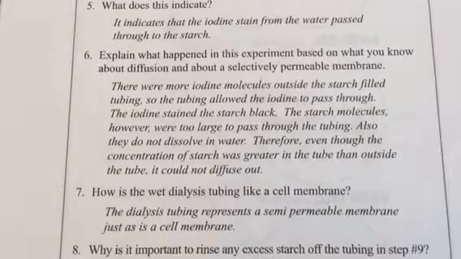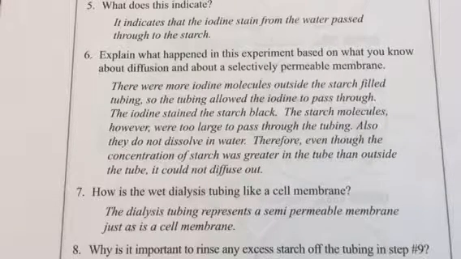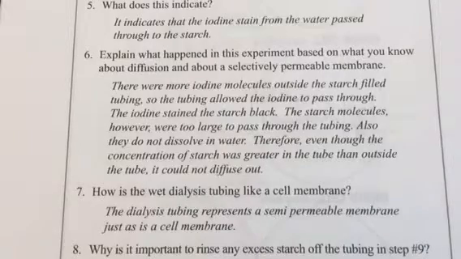The starch molecules, we already talked about this, were too large to pass through the tubing, and they also do not dissolve in water. Therefore, even though the concentration of starch was greater in the tube than outside the tube, it could not diffuse out. If the starch molecules were smaller, they could have diffused out into the water, and then all the water would have been starchy purple.